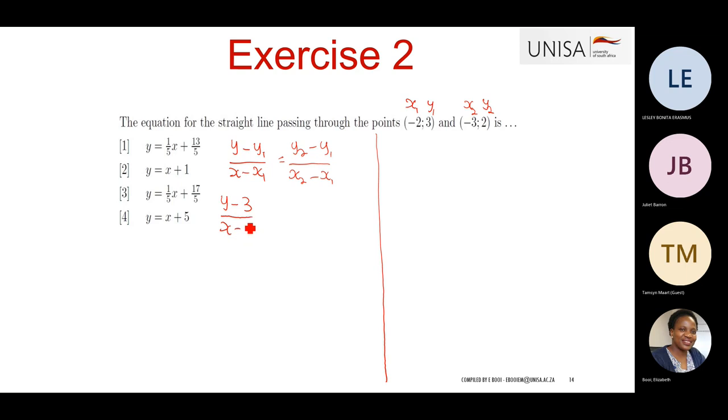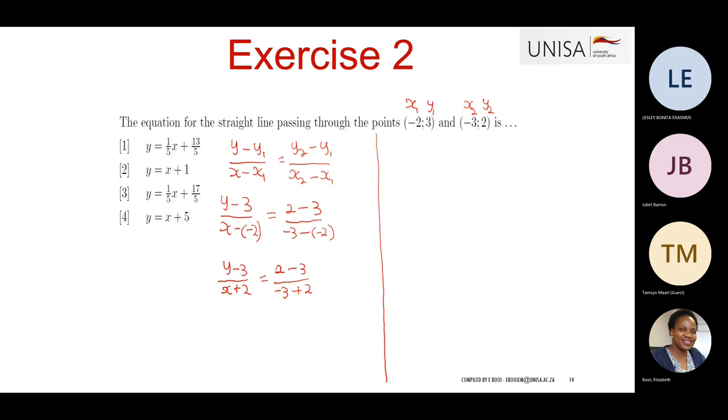X minus X1 is minus 2 equals Y2 minus Y1 of 3 over X2 is minus 3 minus X1 of minus 2. So we'll be having y minus 3 over x times x minus minus 2, x plus 2. Where do I get the minus from? 2 minus 3 over minus 3. Minus minus, it's positive 2.